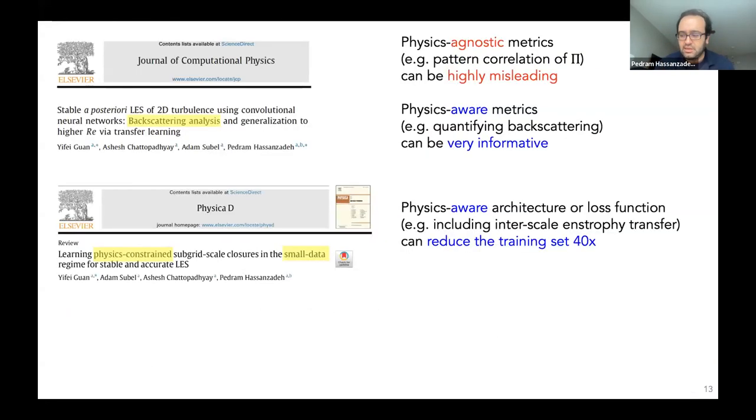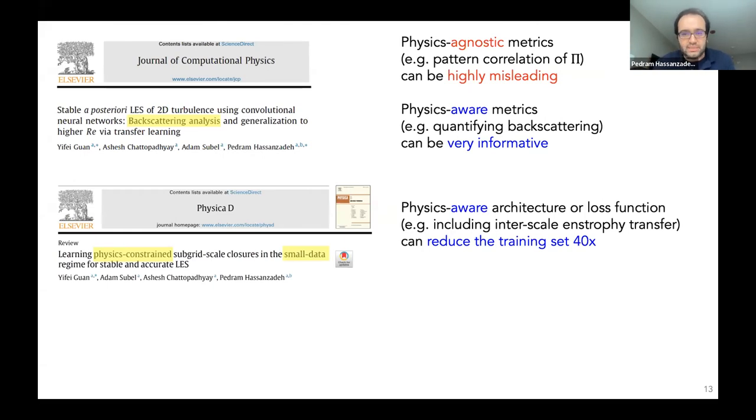Now, beyond just identifying what is the term that we want to learn, there are also problems about the metrics. For example, we have a couple of papers. We show that physics-agnostic metrics, for example, just based on looking at pattern correlation, which has been widely used in the machine learning community to see whether you are getting the right image or not, actually can be highly misleading. You can get results that have 0.99 correlation, and then you put it into the model and it completely blows up everything.